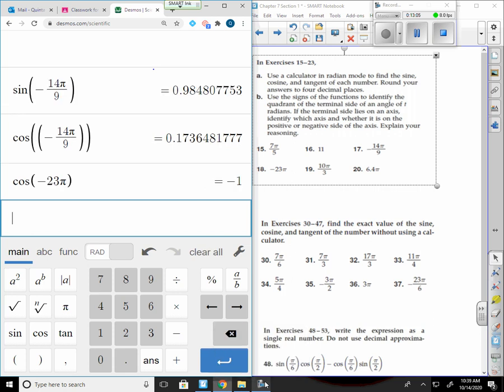So then I wanted to know which part of the axis this would lie on. It would be on the negative side of the x-axis.